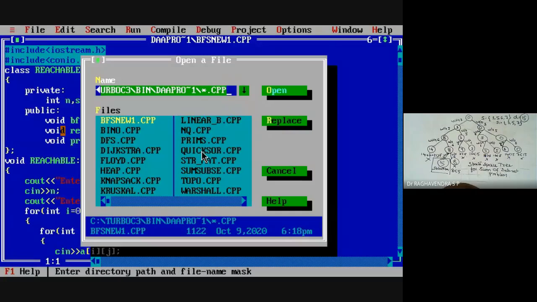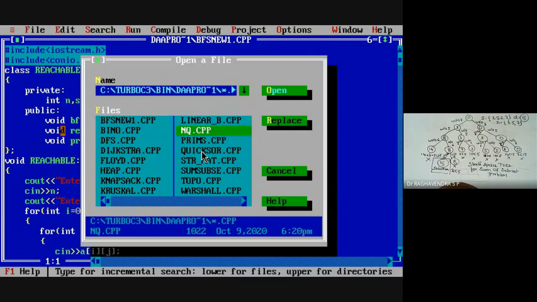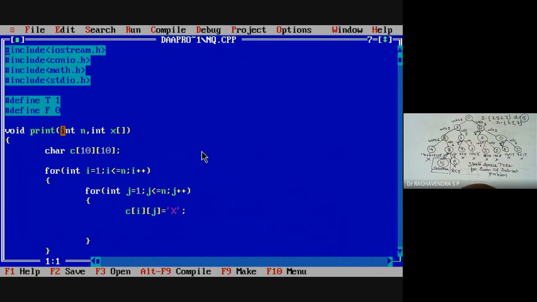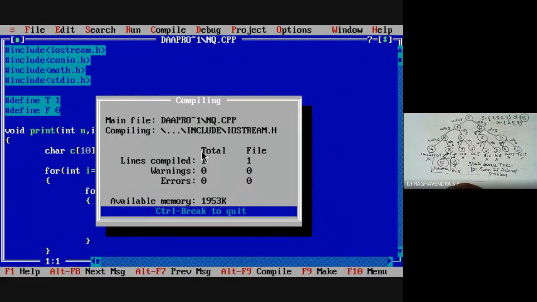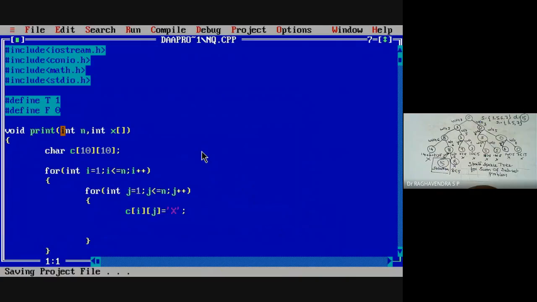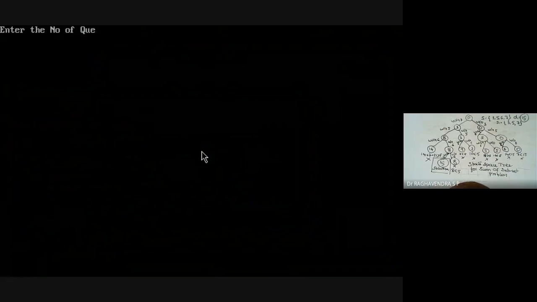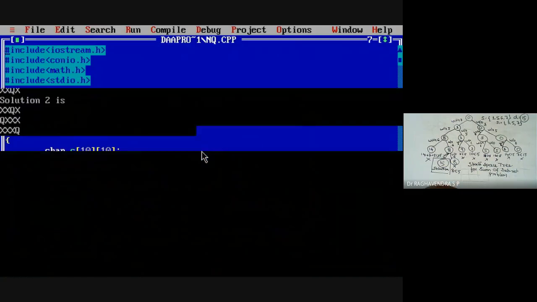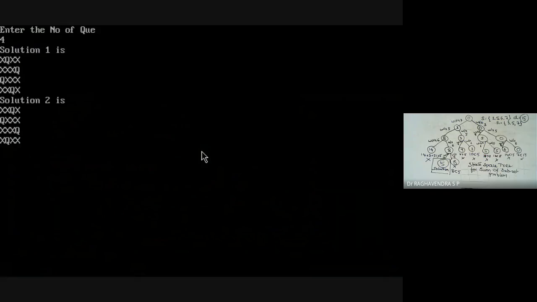So I'm going to first run the NQueen problem. So this is NQueen. I'm going to compile this and execute this now. Number of queens, I have taken 4 as an example. 4 queens I have solved. Okay. So you can see the output. So X means the empty spaces.